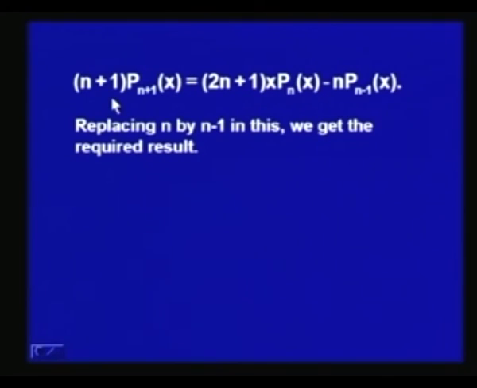and after simplification this gives us (n+1) P_{n+1}(x) equal to (2n+1) x P_n(x) minus n P_{n-1}(x). Now, when we replace n by n minus 1 in this equation, we will get the required result.